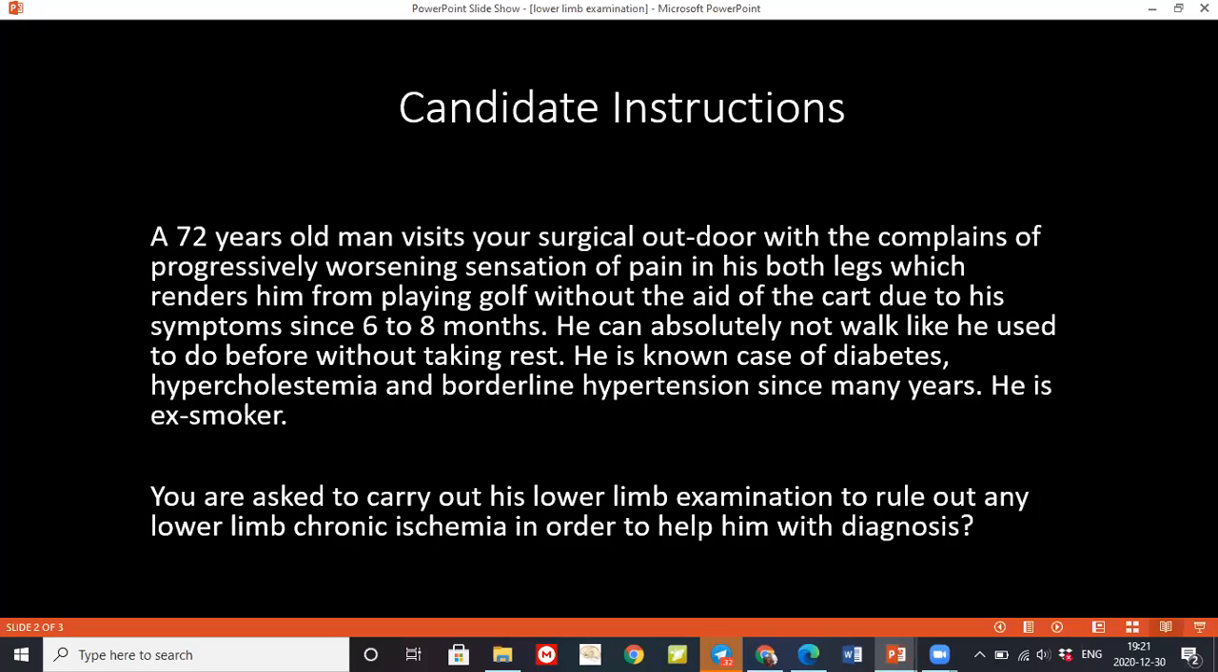Can you please tell me what is the importance of doing ABPI? Yes, ma'am. Ankle brachial systolic pressure index. ABPI actually indicates the degree or severity of the ischemia. In this case, the systolic pressure of the dorsalis pedis and posterior tibial artery is taken, whichever is higher on either limb, and it is divided by the highest systolic pressure of either upper limb.